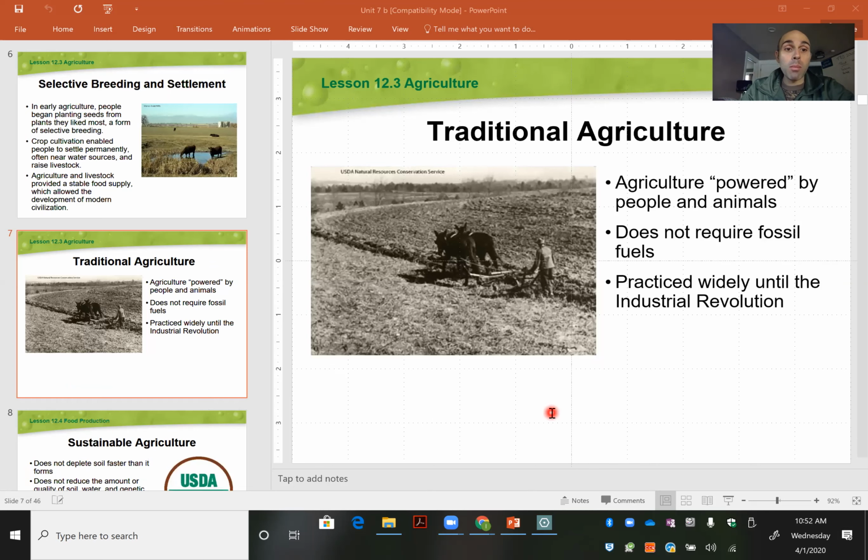Let's keep moving on. We're almost there, guys. Four more slides. Traditional agriculture. We see that agriculture was originally powered by people and animals. You see from this picture right here, two horses pulling a hoe in the ground to tear up the ground, cultivate the ground. It doesn't require fossil fuels, and it was practiced widely until the Industrial Revolution.